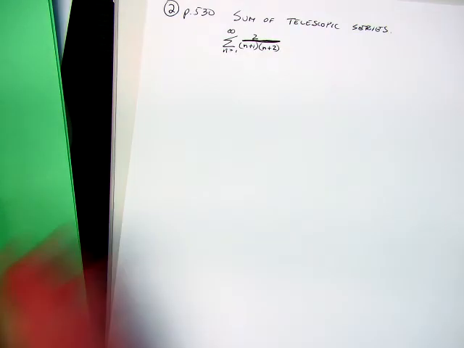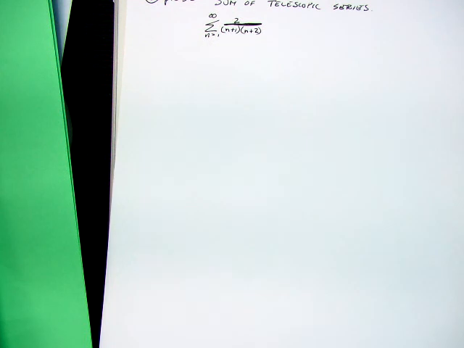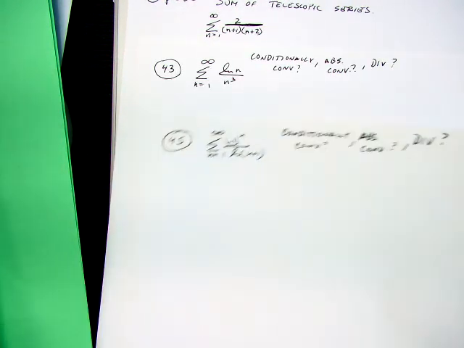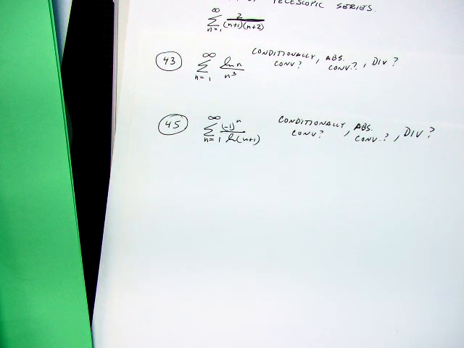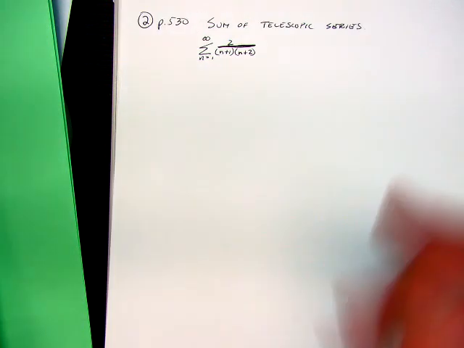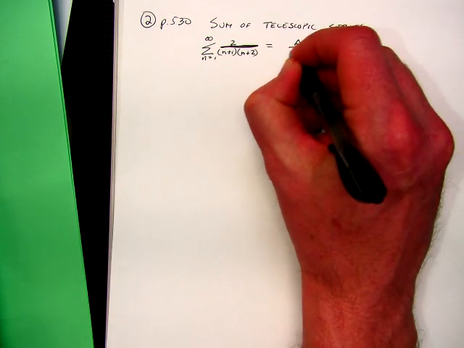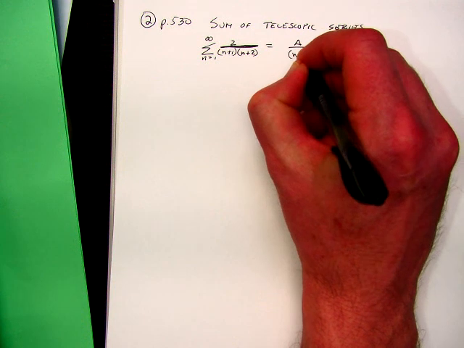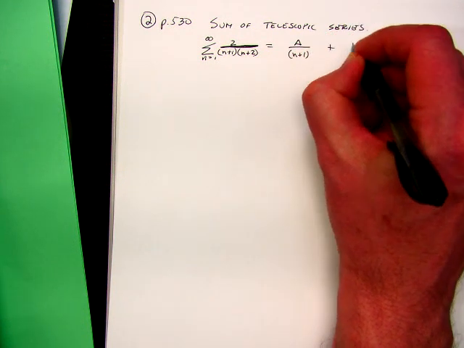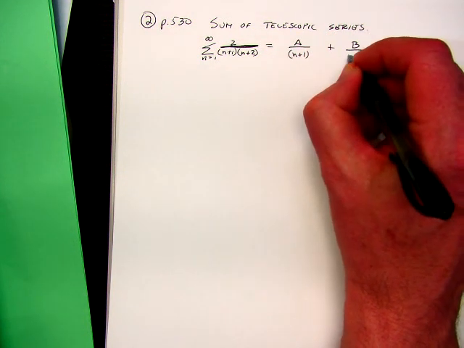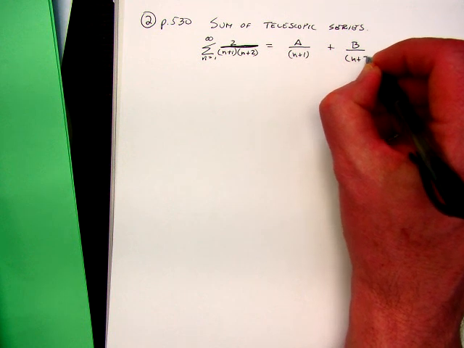Okay, so our next one I want to do, this is on page 530, was the sum of the telescopic series. The other ones I want to do are the conditionally convergent ones, 43 and 45. In order to make this one a telescopic series, we have to make it look like one. So we have to do one of our fun little tricks and break it down into two fractions. So we got to do partial fractions.